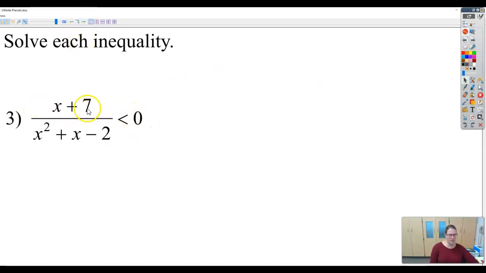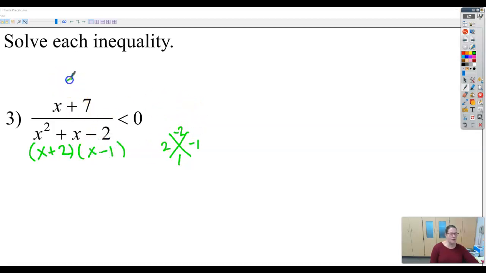So we have x plus 7 on the top, x squared plus x minus 2 on the bottom. So the first thing I know I need to do here in order to find the critical values is factor in the denominator. So I know that a is 1 and c is negative 2. So I need two numbers that multiply to negative 2 and add to 1. So that would be positive 2 and negative 1. So this would be x plus 2, x minus 1.